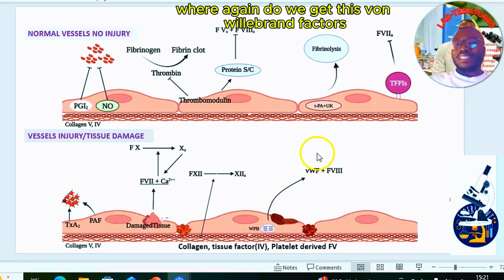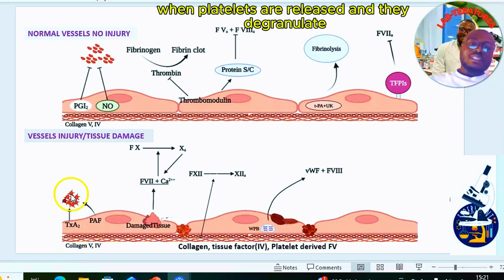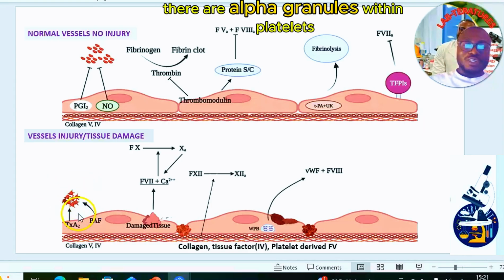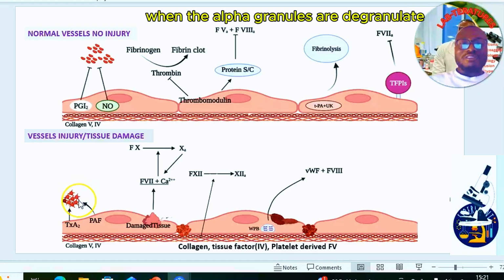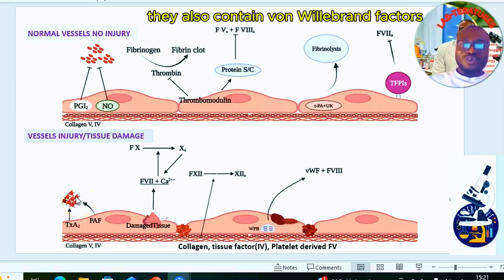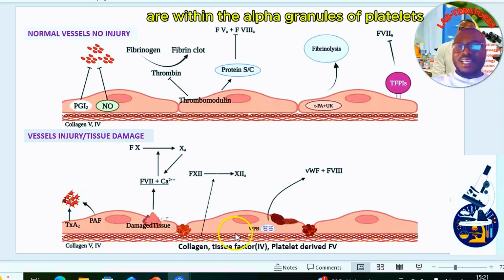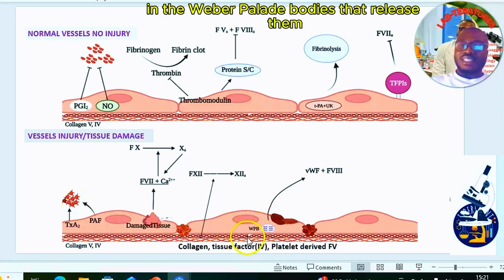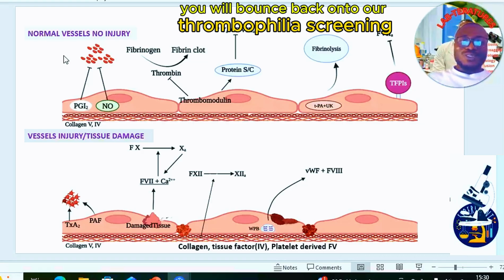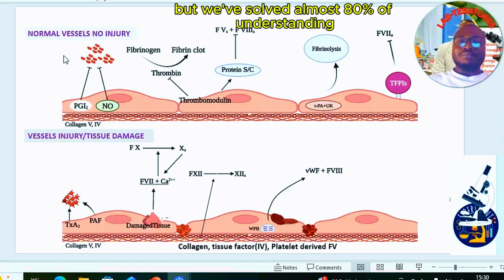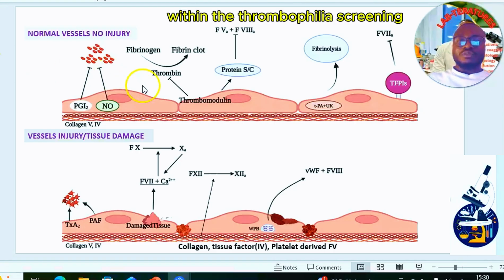Where again do we get these von Willebrand factors? When platelets are released and they degranulate, they have alpha granules within platelets. When the alpha granules degranulate, they also contain von Willebrand factors. So the 2 main sources of von Willebrand factors are within the alpha granules of platelets and also within the vascular endothelium in the Weibel-Palade bodies that release them. We will bounce back onto our thrombophilia screening, but we've solved almost 80% of understanding within the thrombophilia screening.